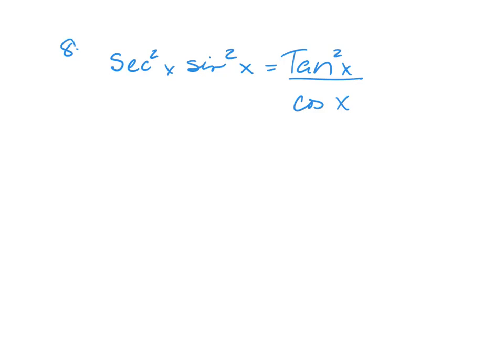So I don't see any Pythagorean identities there because there's no plus signs or minus signs. Nothing's being subtracted or added. Most of those have a minus and a plus sign somewhere, so that's not going to work. So I'm going to change everything to sine and cosine.